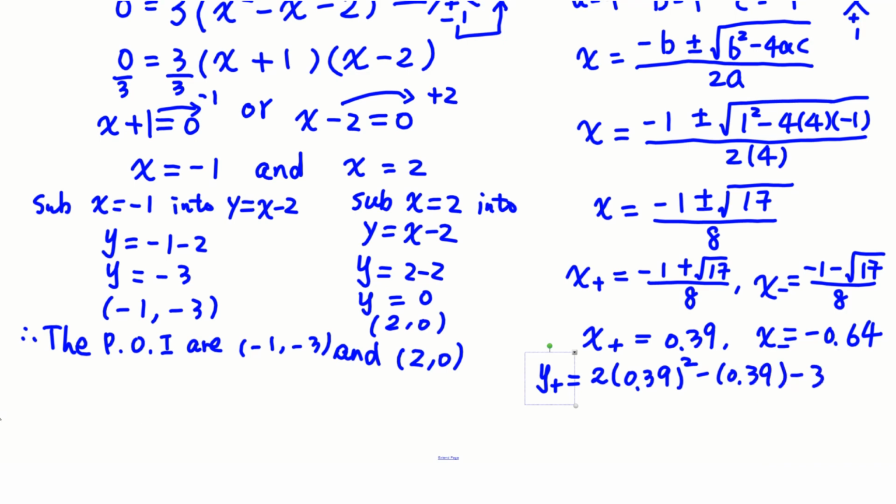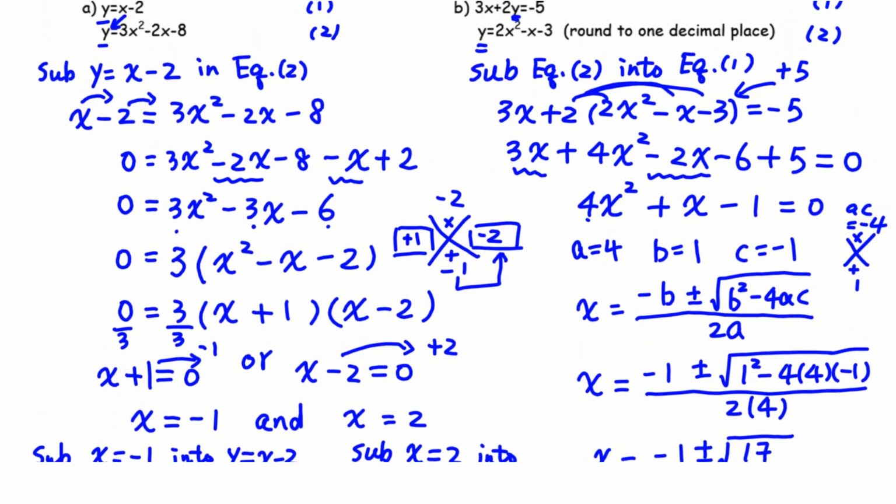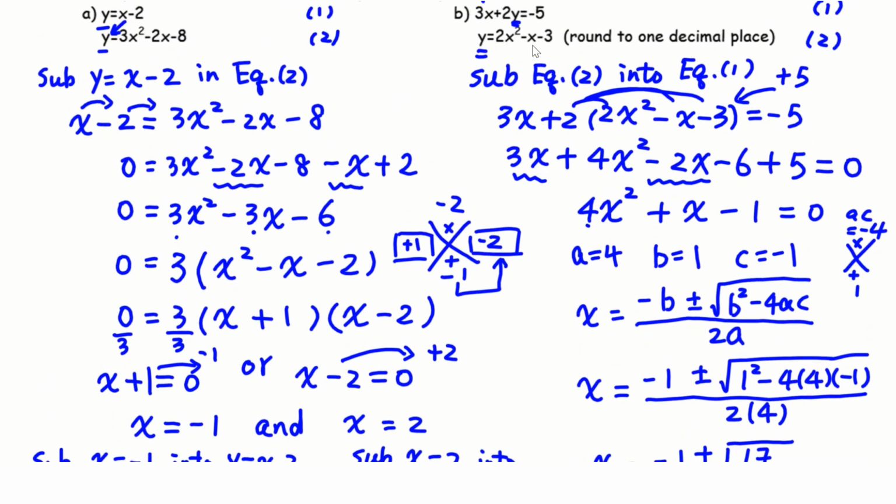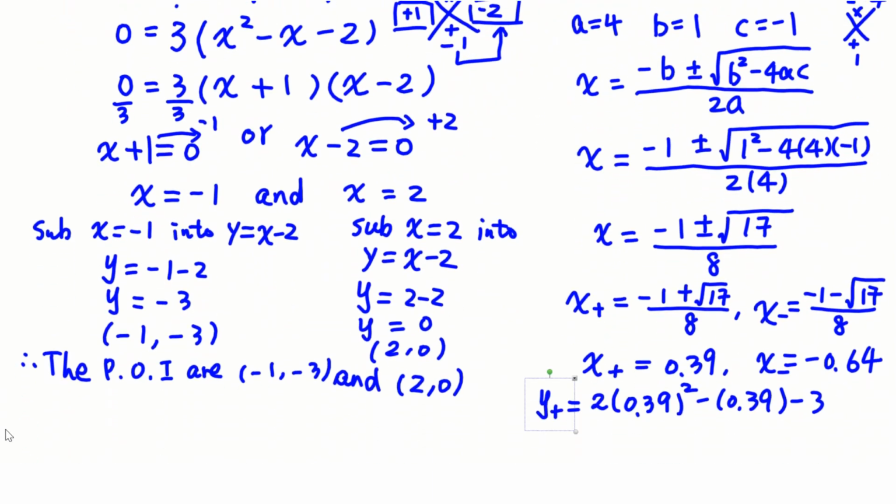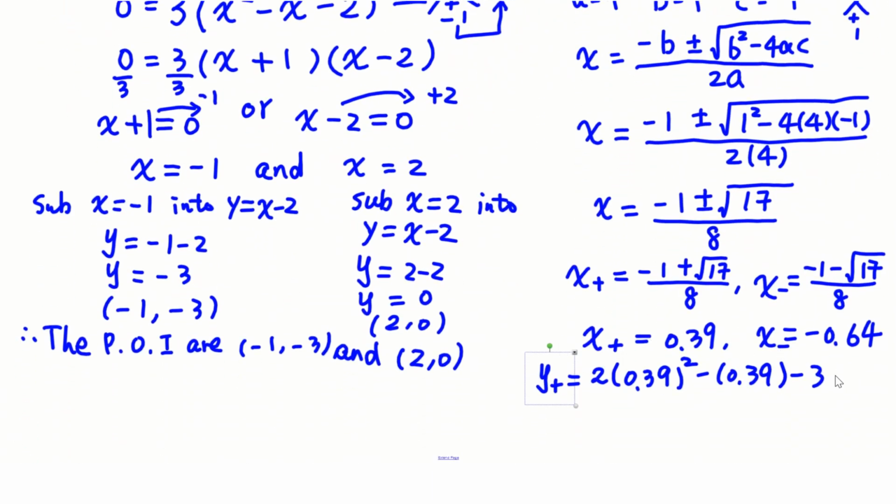So just replace all the x values with 0.39. Then use your calculator, you will find it equals negative 3.1. Round it to 1 decimal place. The middle steps keep one more decimal place, 2 decimal places.